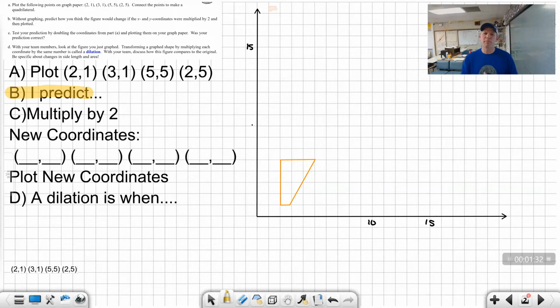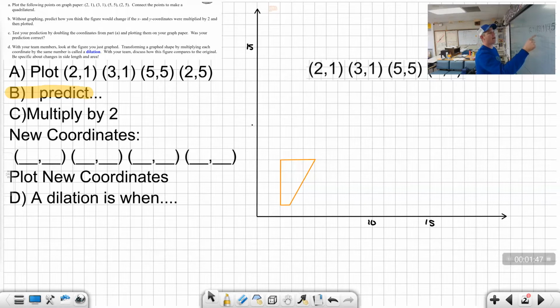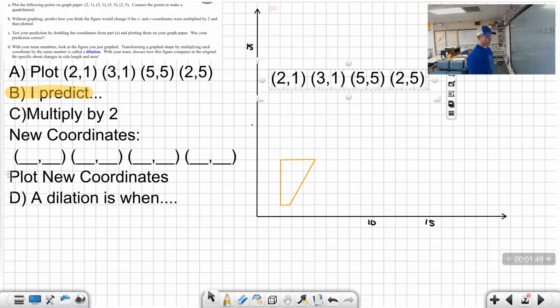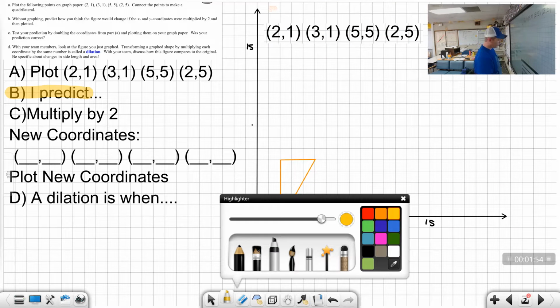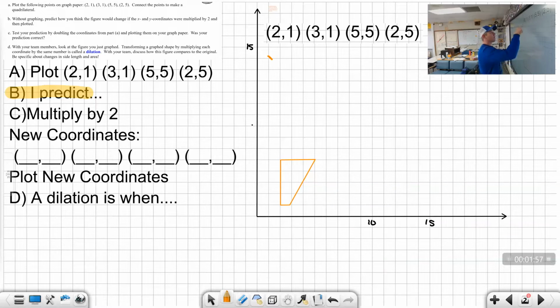Okay, welcome back. You've made your prediction. There's any number of predictions that students have made regarding what happens when I multiply those coordinates by the number 2. So what we're going to do, underneath your prediction, you are going to have these 4 coordinates. And with these 4 coordinates, you are going to write times 2 underneath it. Okay? You can write the times 2 on the left. You could write the times 2 on the right. You could write a times 2 underneath every single one.